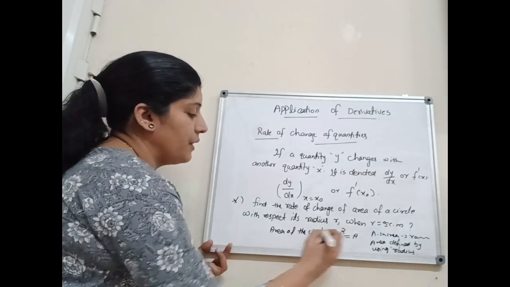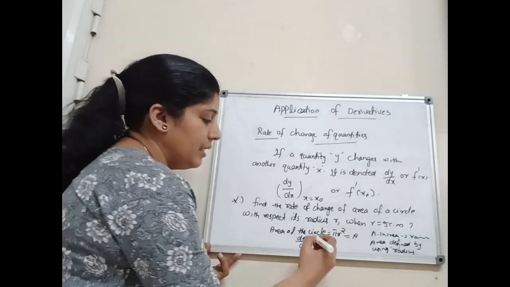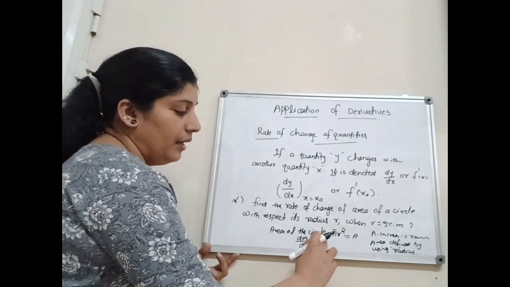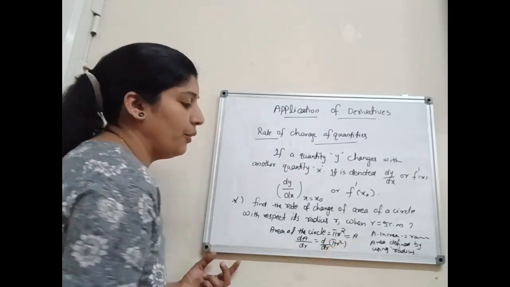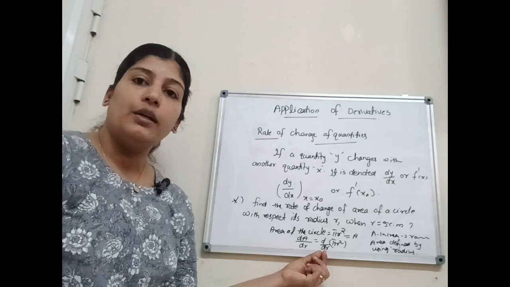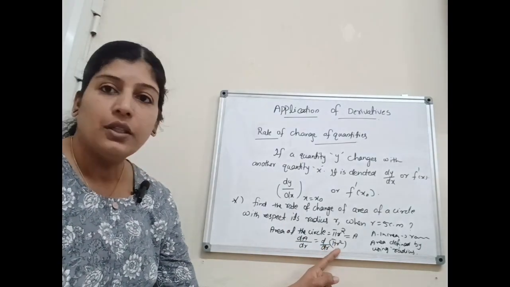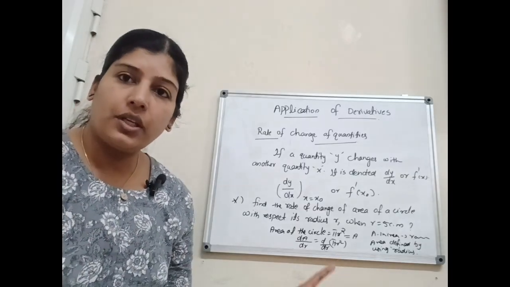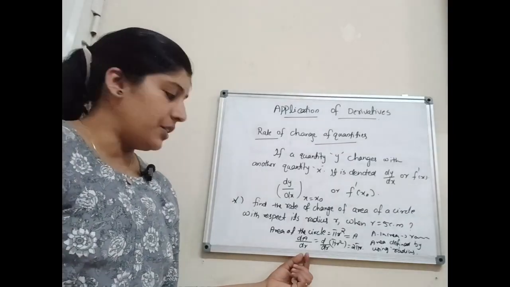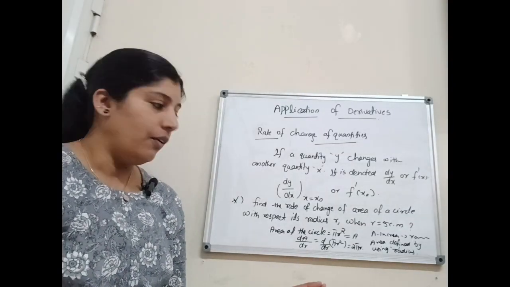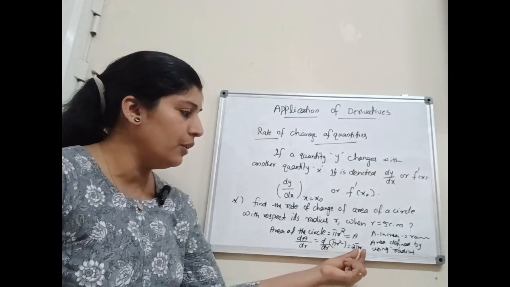Next we can find out the rate of change of area with respect to radius. That is dA by dr. Now here area is equal to pi r square. Therefore, d by dr of pi r square is equal to 2 pi r. Pi is constant, so take it outside. That is pi into d by dr of r square. D by dr of r square is 2r. So it is equal to 2 pi r. That is, first we calculate the rate of change of area with respect to its radius, dA by dr, which is equal to 2 pi r.